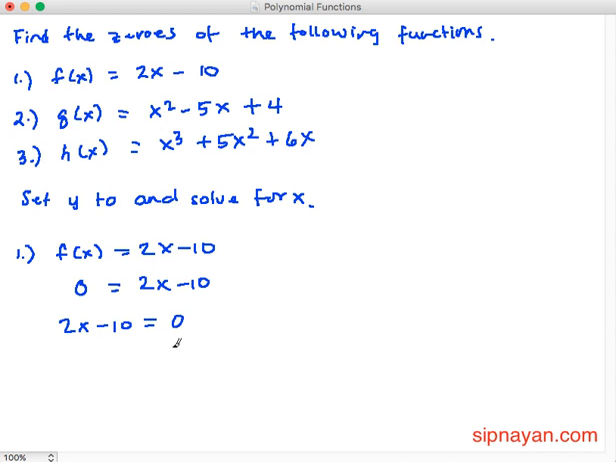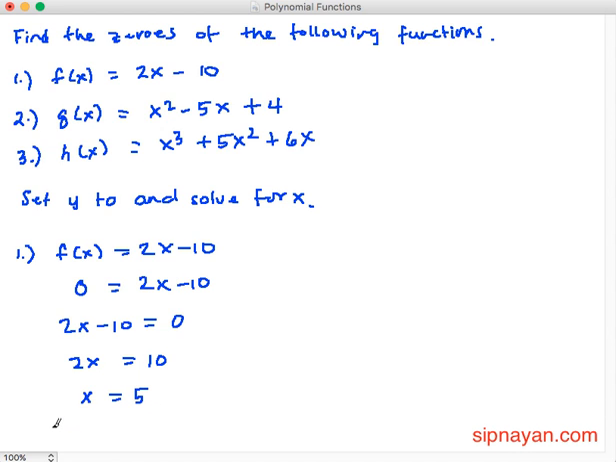So, to get the value of x, we have to add 10 to both sides so that the 10 goes away. This becomes 2x, since we added 10. And then we have 0 plus 10, which is 10. And then we divide both sides by 2. 2x divided by 2 is x. 10 divided by 2 is 5.